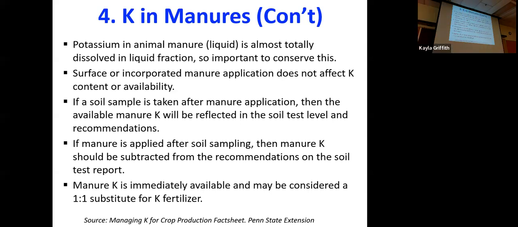Wrong slide. So potassium, I basically just said this, the liquid fraction is very important for conserving this. If all of your manure liquid is leaving the spreader or whatever, that's all of your potassium. When you apply, soil sampling is important for understanding the impact of the manure potassium. And like I said, it's immediately available once it's applied. It's basically considered a one-to-one with the K that you would get from your potash or fertilizer.